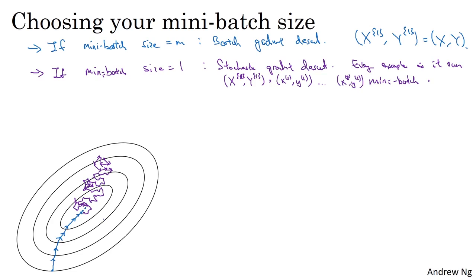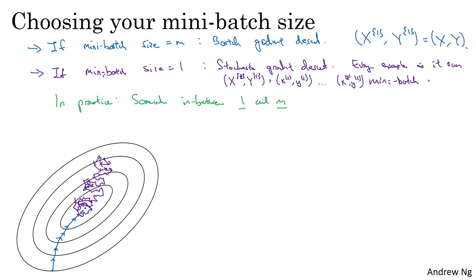And stochastic gradient descent won't ever converge. You'll always just kind of oscillate and wander around the region of the minimum, but it won't ever just head to the minimum and stay there. In practice, the mini-batch size you use will be somewhere in between 1 and m. And 1 and m are respectively too small and too large.